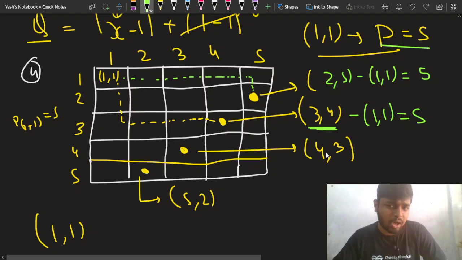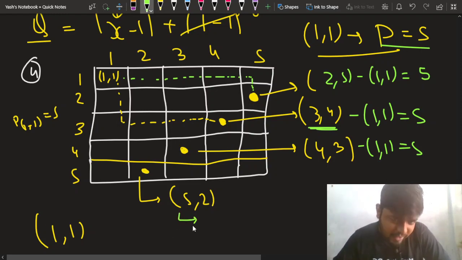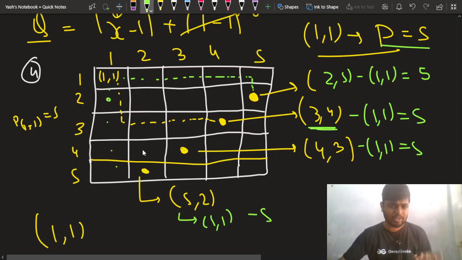If you see 4 comma 3, the distance from 1 comma 1 will be 5 in this case also. For 5 comma 2, 1 comma 1 is also at a distance of 5. You can directly see that you take 1 2 3 4, and this will be the fifth. So the distance will be 5 for all these cells.